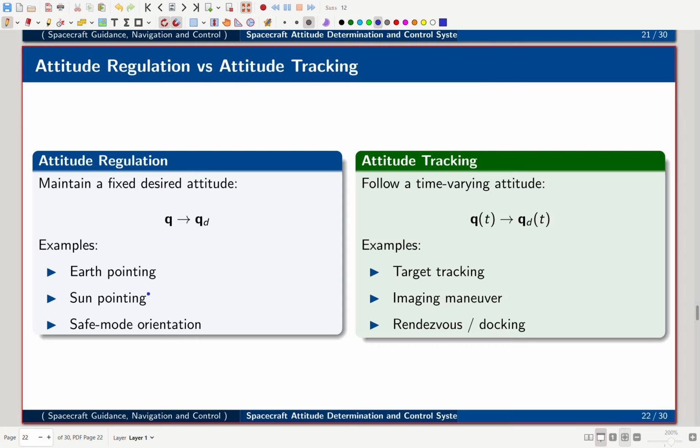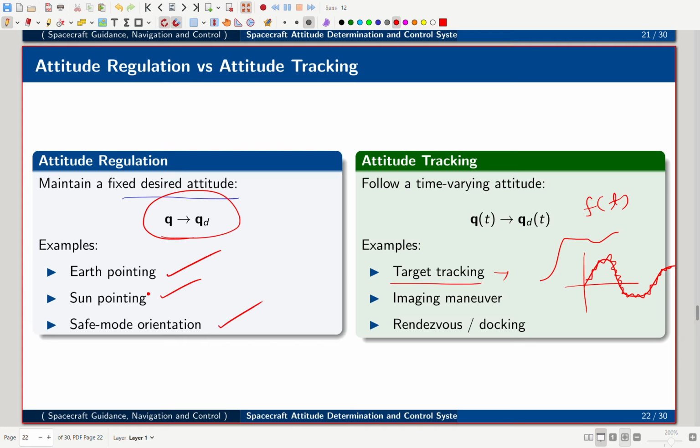So yeah, I already discussed this. Attitude regulation means maintaining a fixed desired attitude, right? So here we are fixing QD. This is an Earth-pointing and Sun-pointing safe mode orientation. But of course, attitude tracking means the command is also a function of time, so it is changing over time, let us say like sin omega t. So sin function, or some other function, it is changing over time. So we have to track it and correct over time. So that's the thing there.